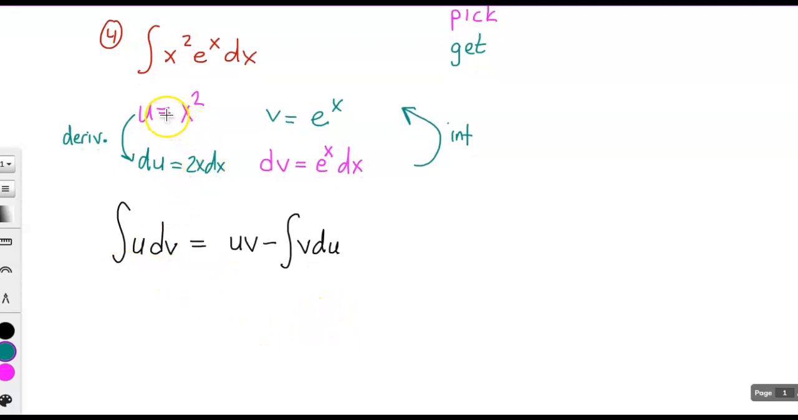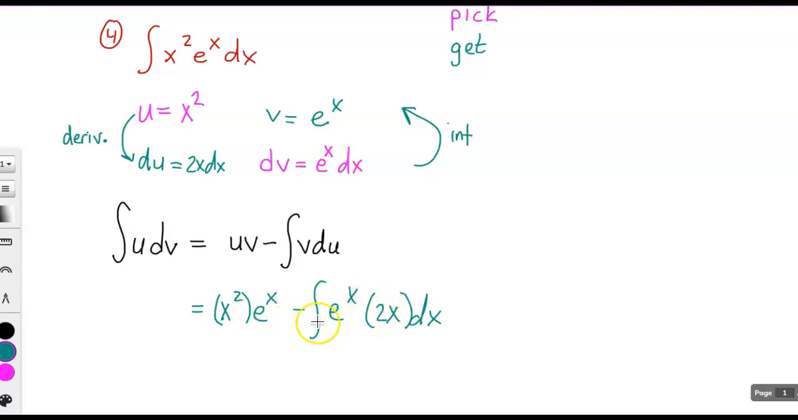So just check that u dv is equal to the original. So if you take x squared times e to the x dx, that is the original. So we're good. So this is equal to uv minus the integral of v du. All right, so that doesn't look great. And I definitely cannot integrate this the way it is. Like, I don't know a rule for what this is.